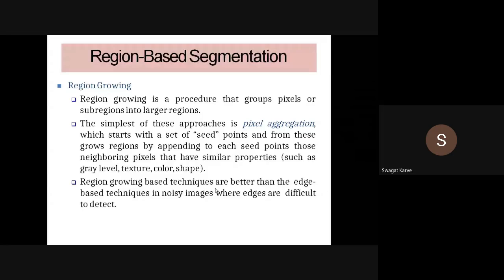Okay, so in the last lecture, what we have discussed, which point we have discussed in the last lecture: thresholding, right? Thresholding. Okay, so we have started the image segmentation part.